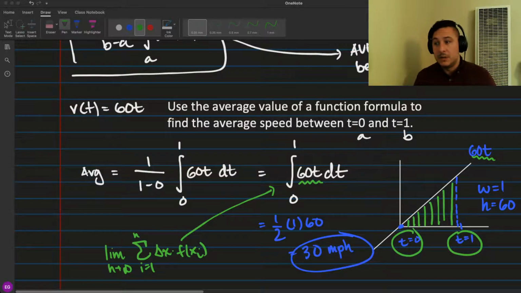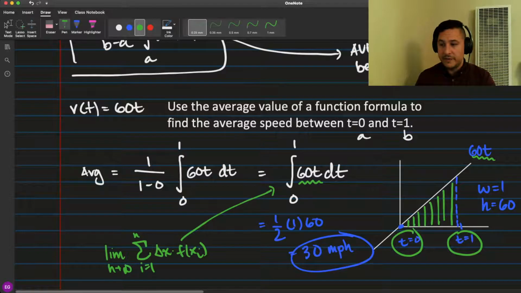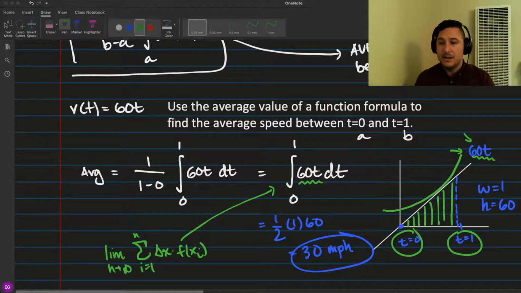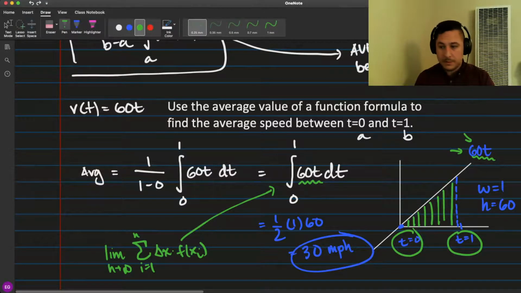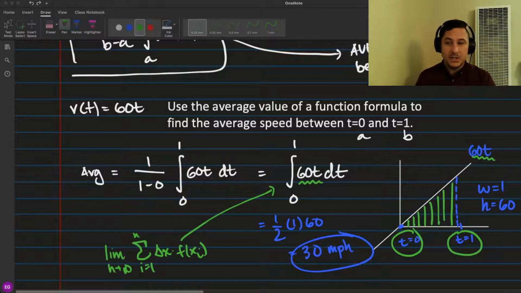And that's actually what we're going to move on to right after this. So someone asked, well, what if your curve, like this 60t, was curved? What if you wanted the average under something like that? That's what we're going to deal with now. All right, cool. Let's move on to the next section where we talk about that.